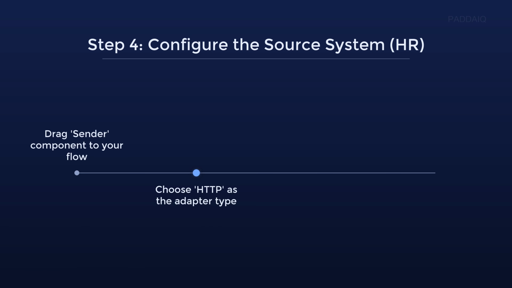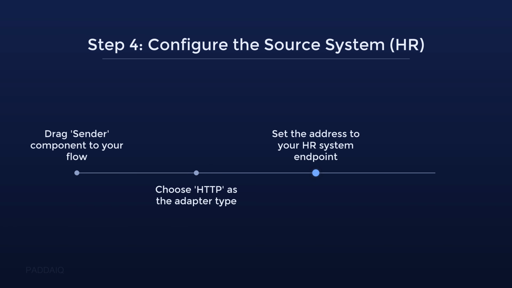Choose HTTP as the adapter type. This means you are telling the system to communicate using standard web protocols, just like a browser accesses a website. For example, this allows your SAP BTP system to securely fetch employee data from an HR server over the internet. This setup ensures reliable and standardized data transfer between your systems.